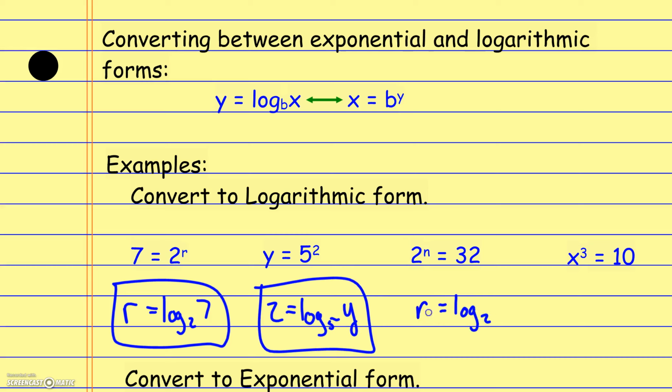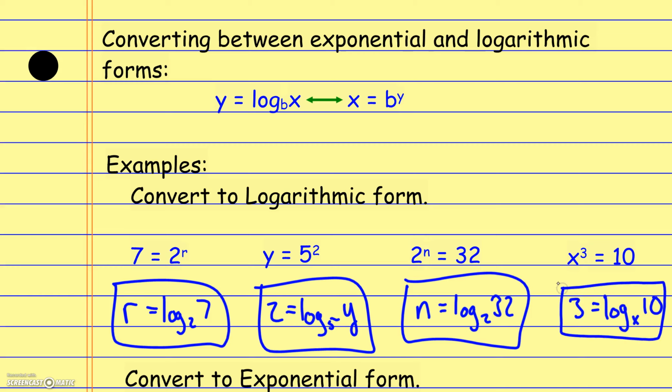It's going to be equal to the exponent, that's the n. The only thing left to go inside here is the 32. So n equals log base 2 of 32. Next one, again, I'm going to start with the base, log base x this time, because that was the base of the exponential function. It's going to be equal to the exponent, and the 10 is the thing that goes inside. So it's 3 equals log base x of 10. Okay?